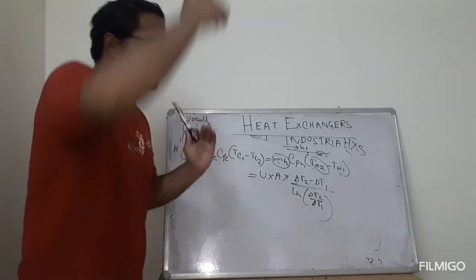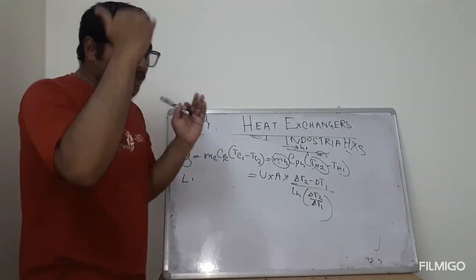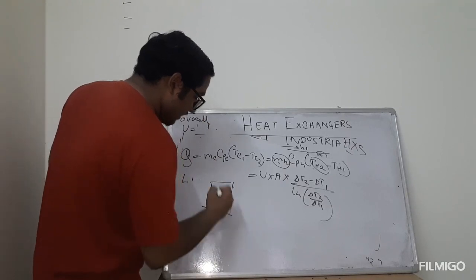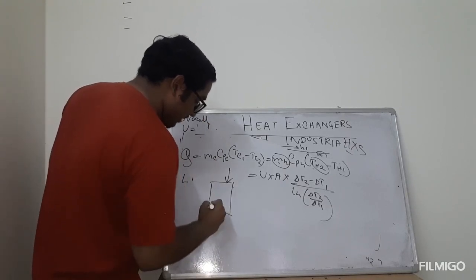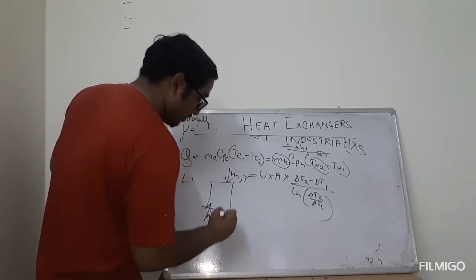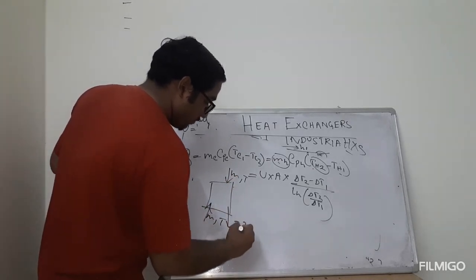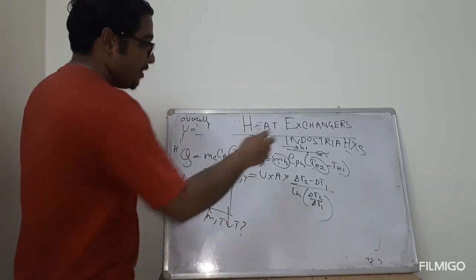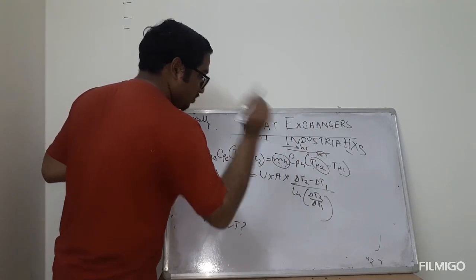Sometimes you know the mass flowing from both the sides, you know the inlet temperatures of both the fluids, but you do not know the outlet temperatures. There is a heat exchanger where you know this inlet temperature, you know this inlet temperature, you know this mass, you know this mass, but you do not know what the temperature is here, you do not know what the temperature is here. So you simply solve this. This is equal to this, one equation.